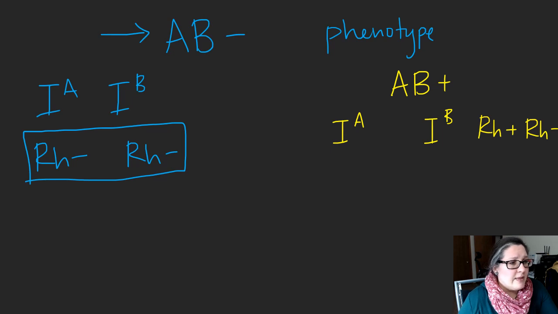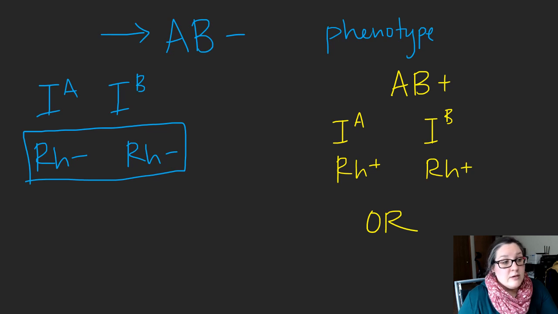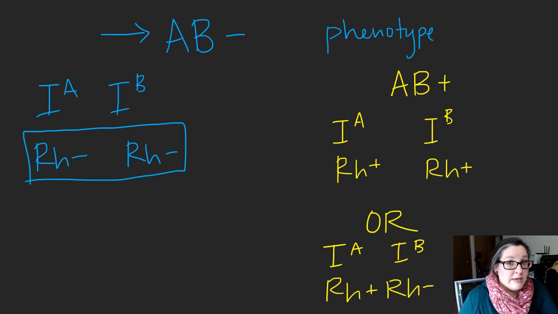Let's do it as if we're doing the chromosomes. Or they could be I^A, I^B, Rh positive, Rh negative. They could be heterozygous, because it still expresses the positive phenotype.